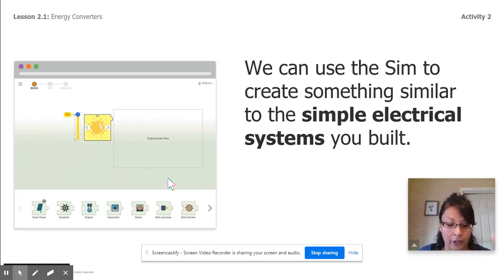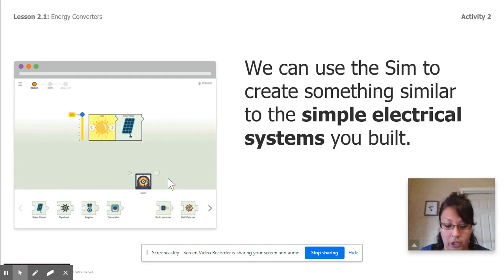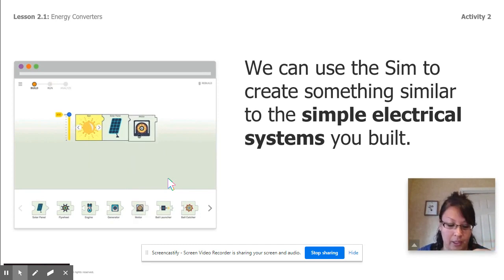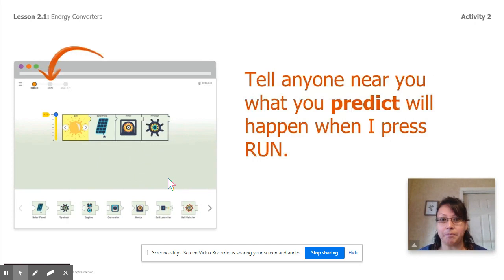You can use a slider, you saw there, to select the amount of sunlight that enters the system. This slider lets you choose the amount of energy that will be transferred into the system. We are going to drag the slider to 100%. Shout it out or tell anyone near you what you predict is going to happen when I press the run button. What do you think is going to happen with our simple electrical system?